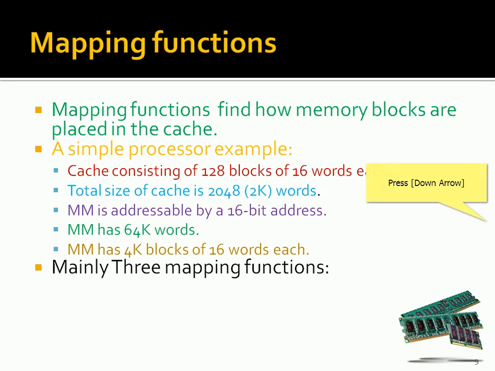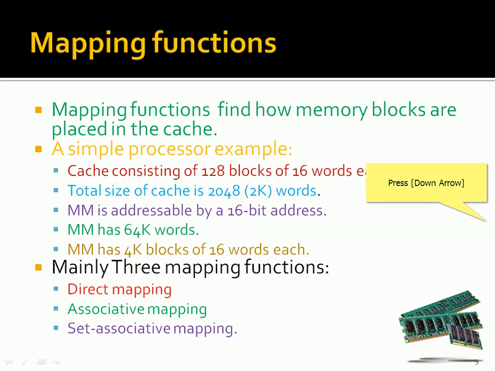So mainly three mapping functions are there: direct mapping, associative mapping and set associative mapping. These three mapping functions will judiciously supply the data which is requested by the processor via the cache memory. In the literature they are called associative, set associative and direct mapping policy, right? Let me discuss these policies in the subsequent discussion.